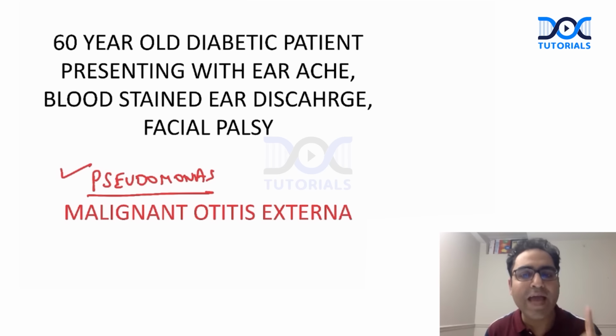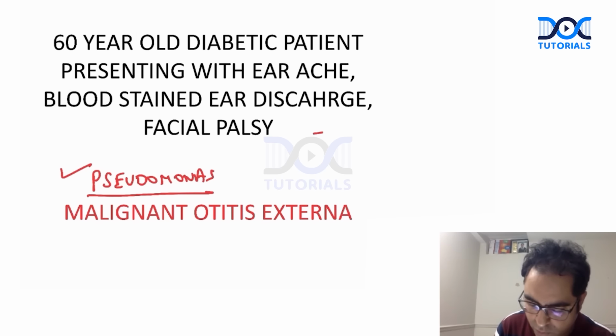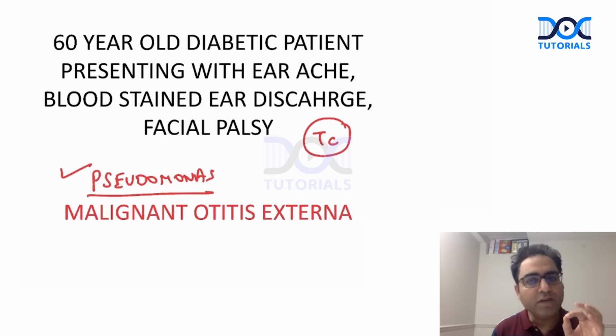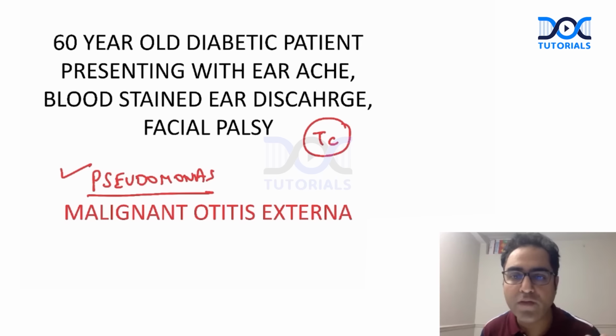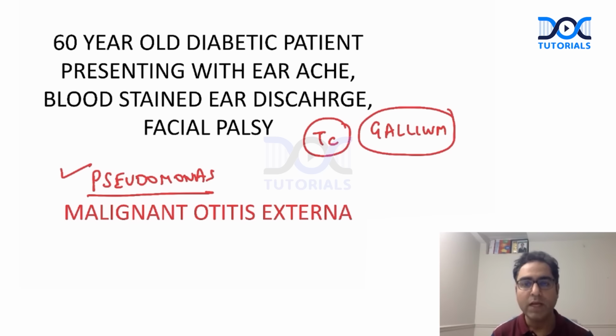What is the first scan you order for this patient? The answer is technetium bone scan. The first scan to be done for this patient to see the bone infection is technetium bone scan. The follow-up scan is gallium bone scan. Okay, fine. The first bone scan will be technetium bone scan, and the follow-up scan will be gallium bone scan in this patient.